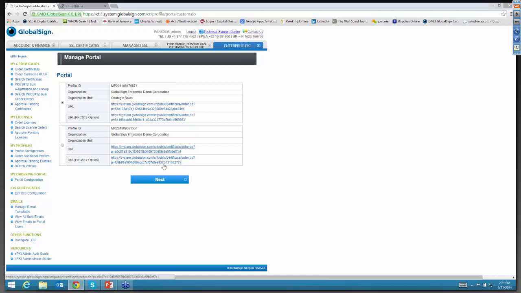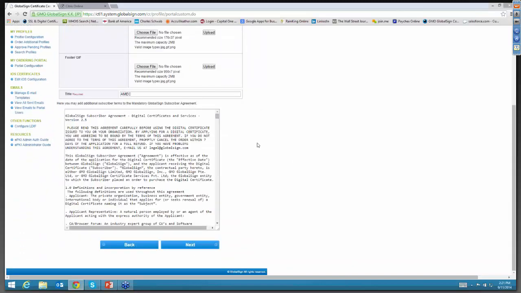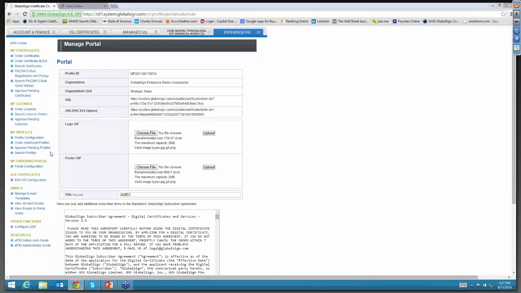There's a number of configuration options on the portal. You can customize the look of the portal. The same with the SSL public ordering page. You can add a logo and so forth, and basically have a custom page that looks like it's your organization when they come to request a certificate, and you could post that link up on the intranet or other areas.